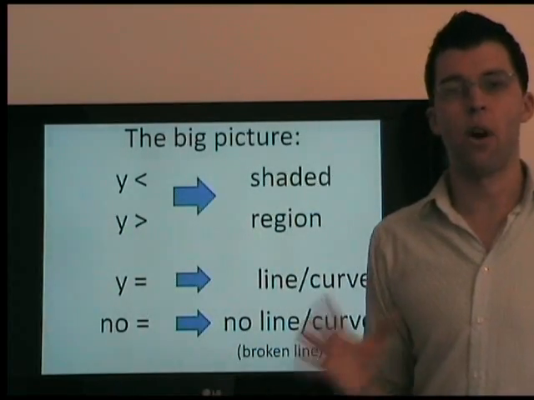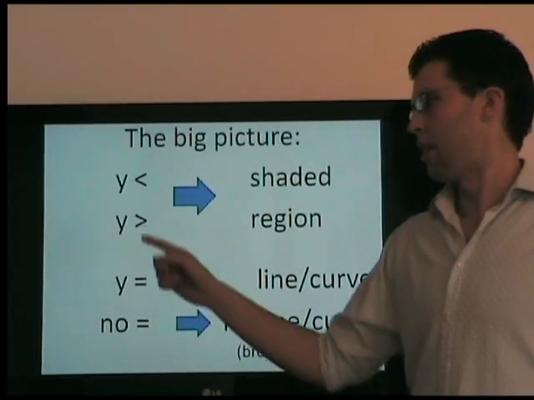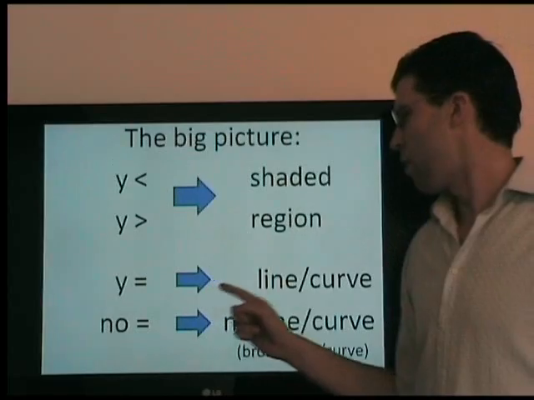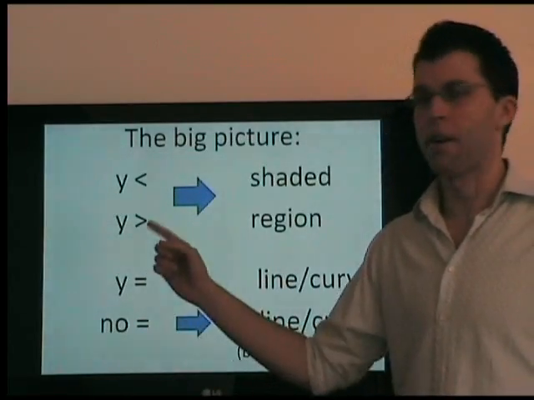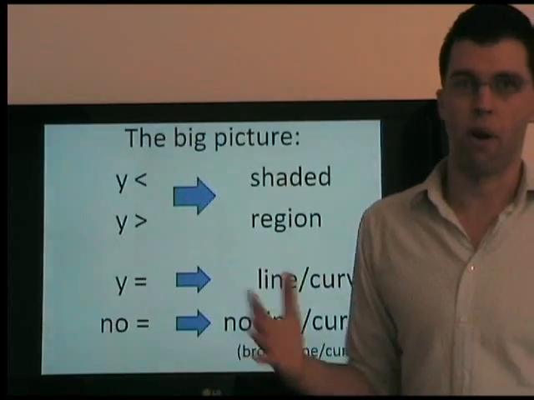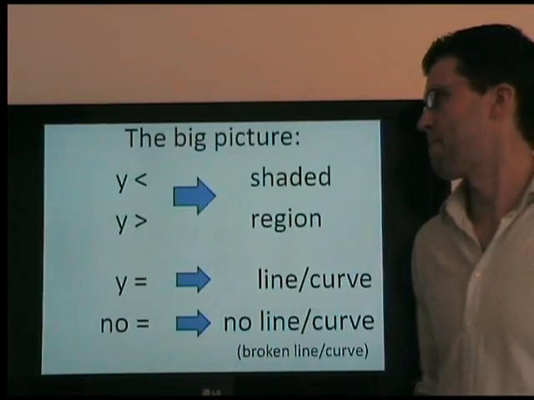Okay, so here's the big picture. The graphs of inequalities are regions. And if there's an equal sign that's part of the symbol, we know there's a line or curve that's part of the graph. If there's no equal sign here, then there's no line or curve that's part of the graph, which we indicate with a broken line or curve.